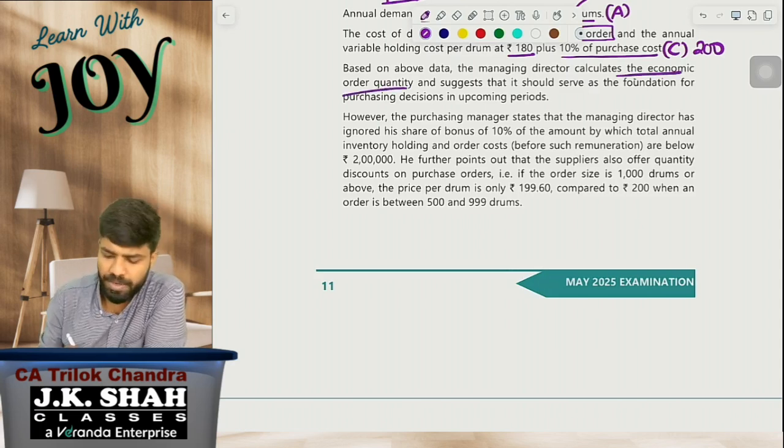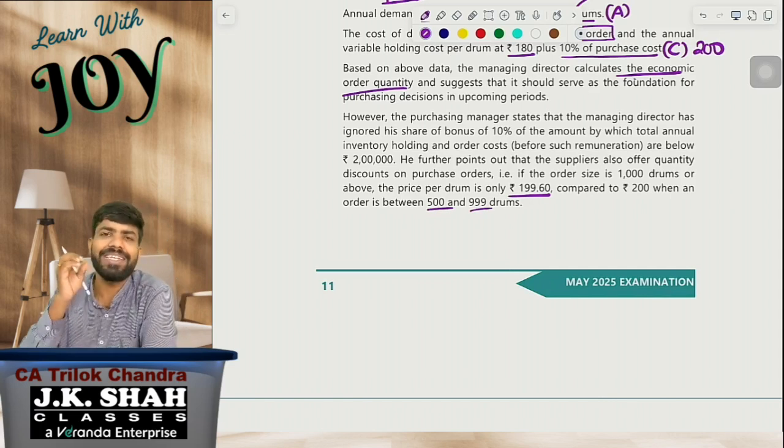Next. However, the purchasing manager states that the managing director has ignored his share of bonus of 10% of the amount by which total annual inventory holding and order cost before such remuneration are below 2 lakhs. He further pointed out that suppliers also offer quantity discount on purchase orders, that is, if the order size is 1000 drums or above, the price per drum is only 199.60 compared to 200 when an order is between 500 and 999 drums. Let us understand this paragraph.